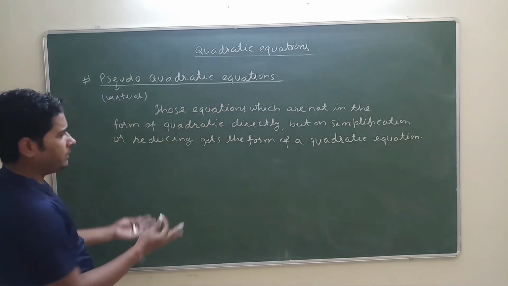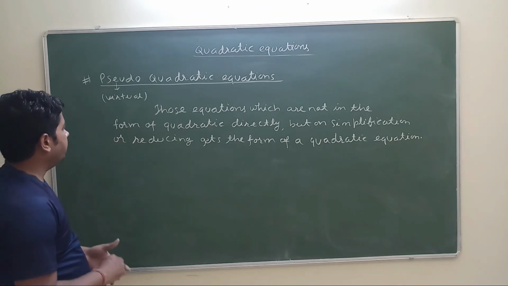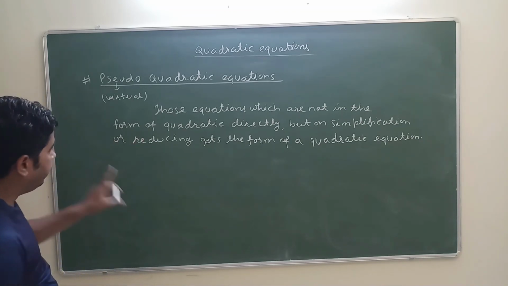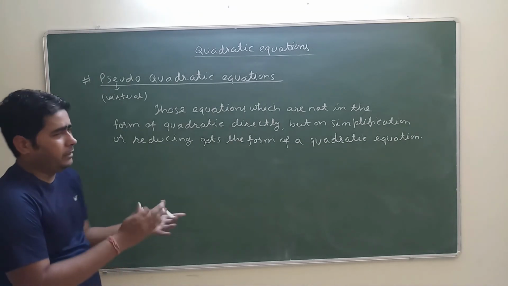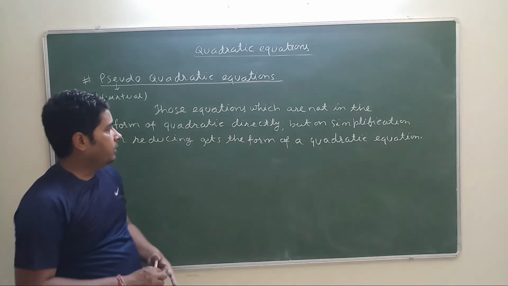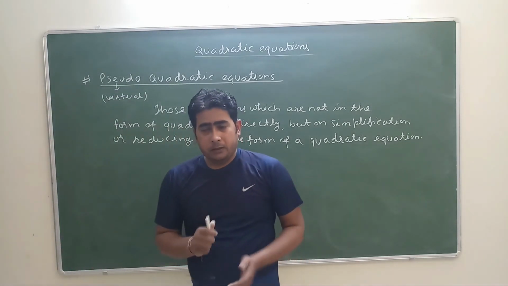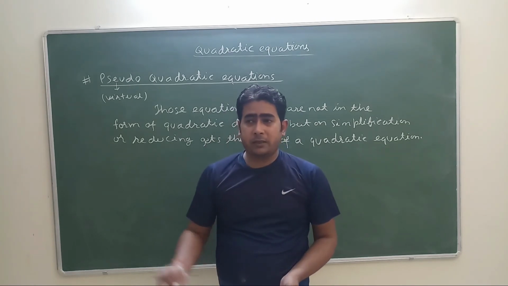This is the simplest language. Those equations which are not in the form of quadratic directly, but on simplification or reducing get the form of a quadratic equation. Yeah, the definition is correct. I think you can understand what is written here. So those equations which are not in the form of quadratic directly, just by seeing them for the first time, you cannot say these are quadratic.